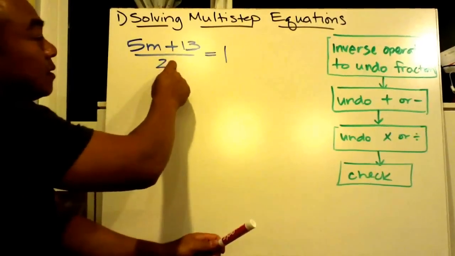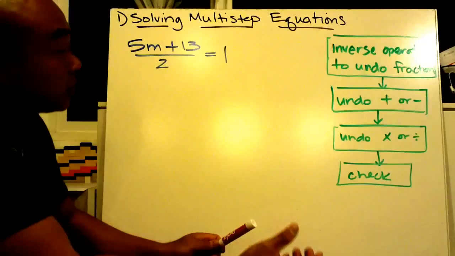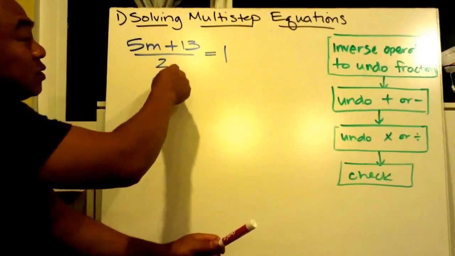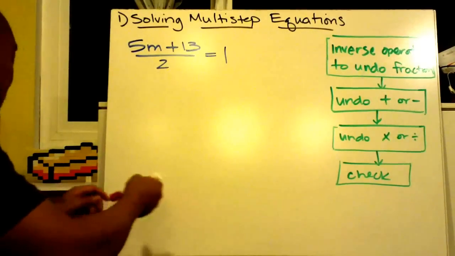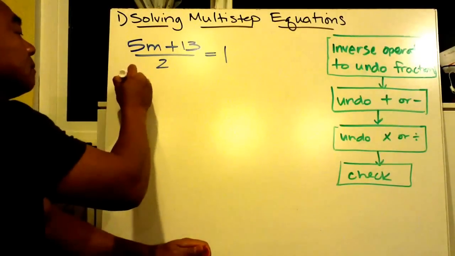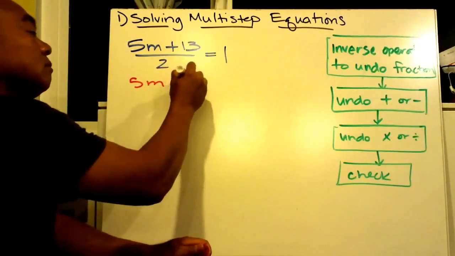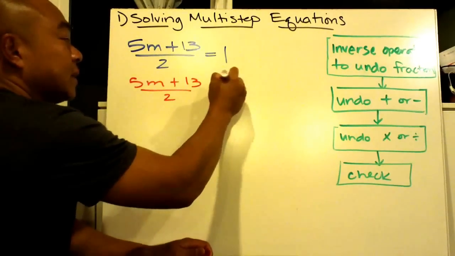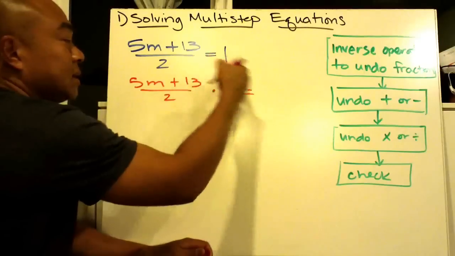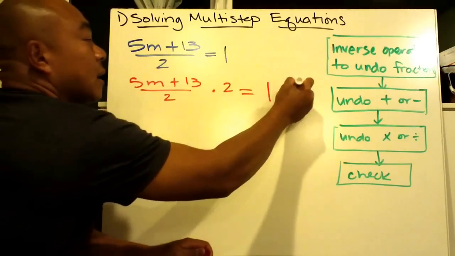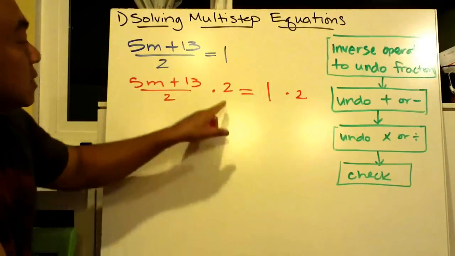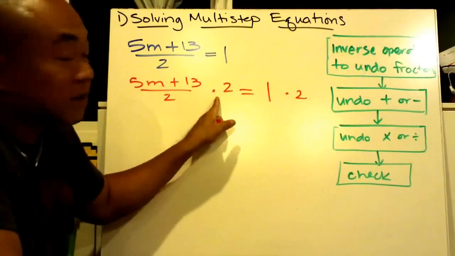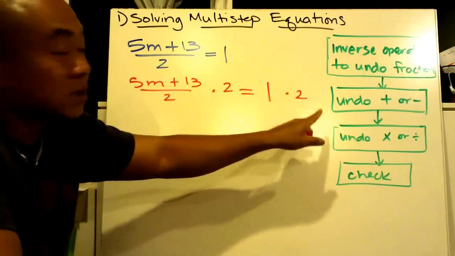So if you remember what we did with the one-step operations in two steps, anytime that you're dividing by 2, you want to multiply by 2. So I'm going to have 5m plus 13 over 2, and we're going to multiply this by 2. And that's equal to 1, and that's also multiplied by 2, because we're using the property of equality right here. And that's going to give us a multiplication by 2 here, and by 2 here.